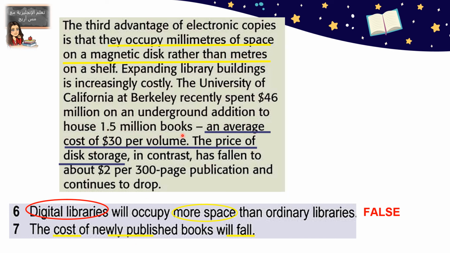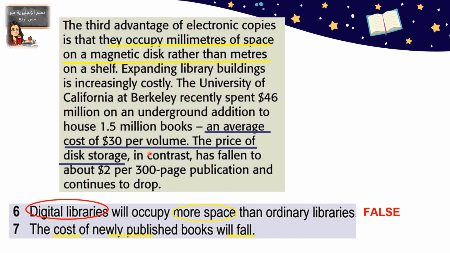No. Let's continue because we still have some amounts of money here, because we're talking about the cost, right? So we need to look at dollars. An average cost of $30 per volume. The price of disk storage, in contrast, has fallen to about $2 per 300-page publication and continues to drop. He's talking about what? The cost of the books is $30 per volume. Fair enough. Did they talk about the price having fallen? No. They talked about its price now but did not say that it has fallen.